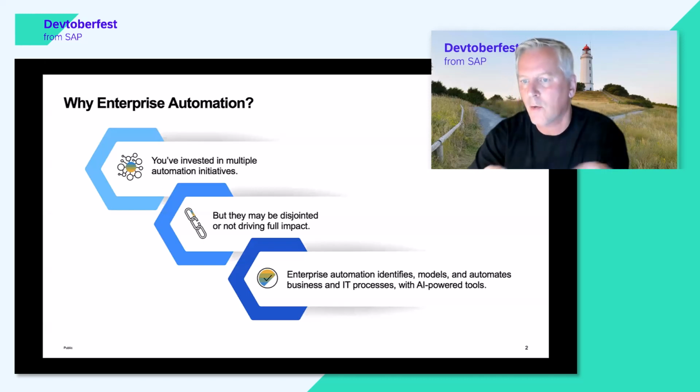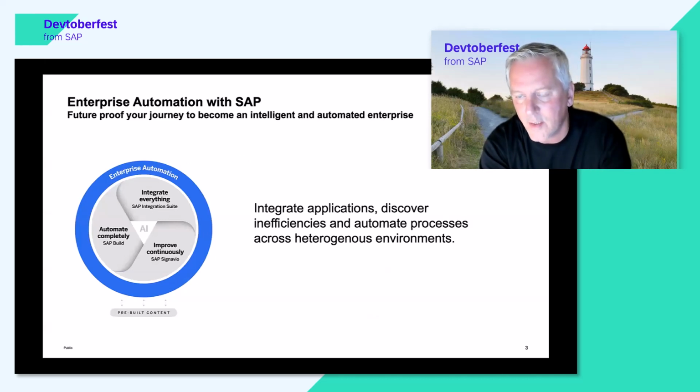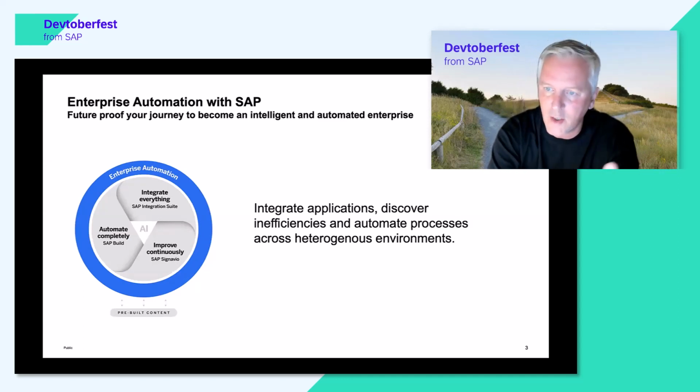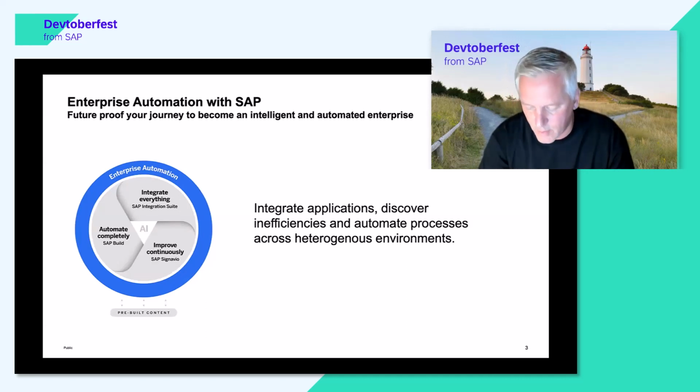That means you don't need to start with integrating your applications. You can also start by first discovering inefficiencies in end-to-end processes and figuring out where the automation needs are, and then you can integrate applications. But you can also start wherever you want. You start at the process or at the integration level.